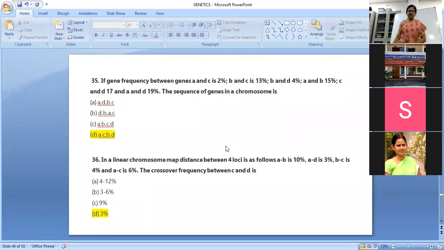So if our question is this: the linear chromosome map distance between four different loci. AB is 10%. AD is 3%. A and D definitely should be less than B, because AB is 10, meaning this has to be my distance. AD is 3%.